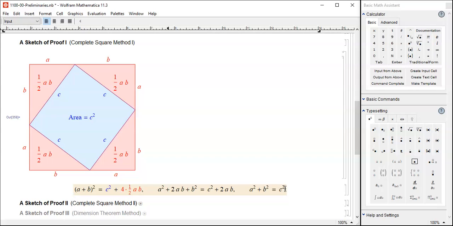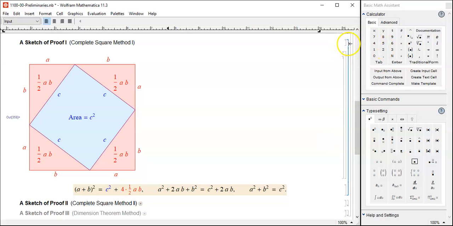Now, from this point on, just break up the parentheses and simplify. From the complete square formula, we get plus 2AB, and then this plus 2AB come from 4 triangles. They cancel each other out, and in the end, what do we have? We have the desired result. A squared plus b squared is equal to c squared.